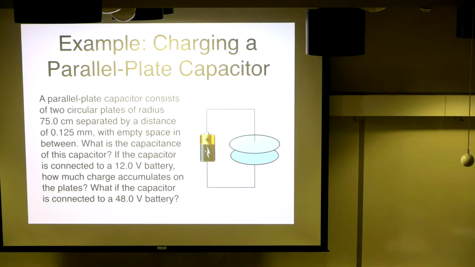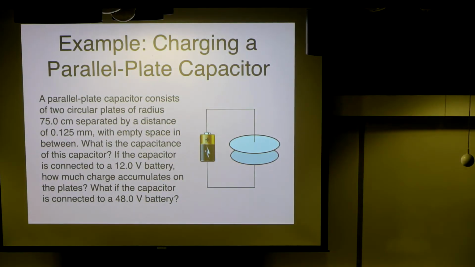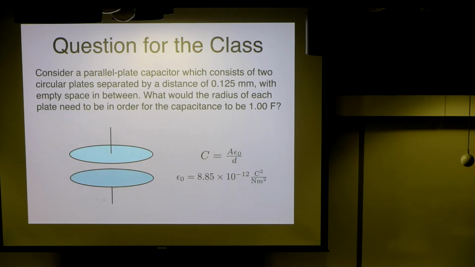Okay. So I'll put this over here if you want to see it later. So here's one for you. I want you to try this out. So let's suppose we have a parallel plate capacitor with 2 circular plates separated by a distance of 0.125 millimeters. So just like before, and we have empty space in between.